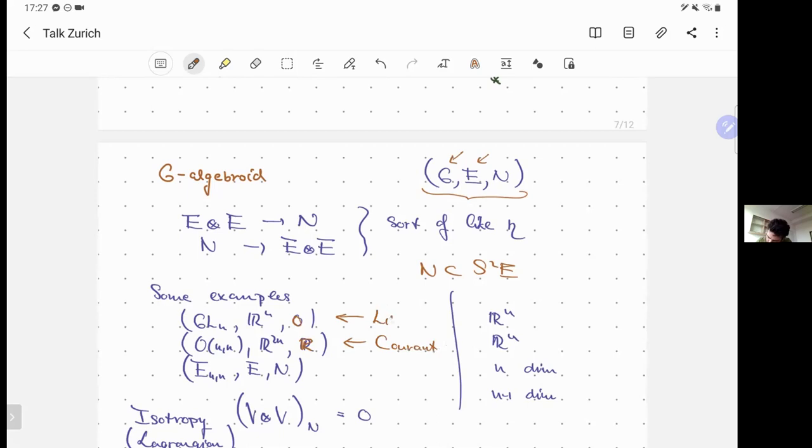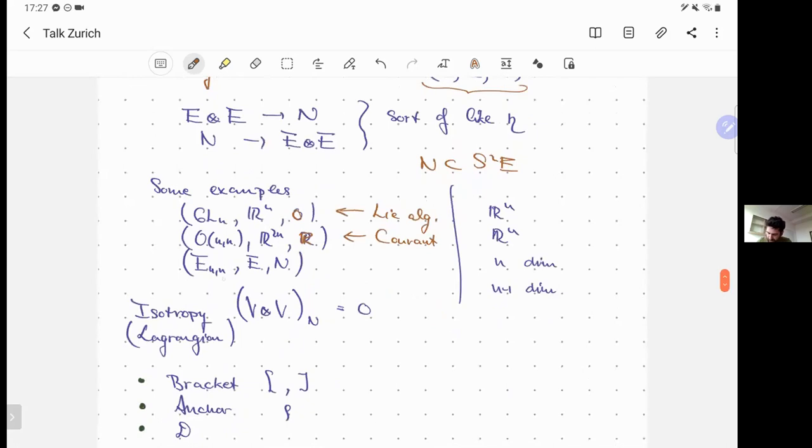So that's Courant, and this is Lie algebroid, right? And for E_n, those representations are maybe more complicated, but I'll show you an example at the very end. So when we apply our definition of G-algebroid for the case of an exceptional group, and two distinguished representations E and N, I can't really tell you how they look because it depends on the dimensionality. But we will actually get what the right object is for the case of exceptional generalized geometry.